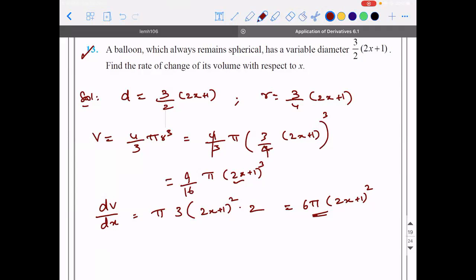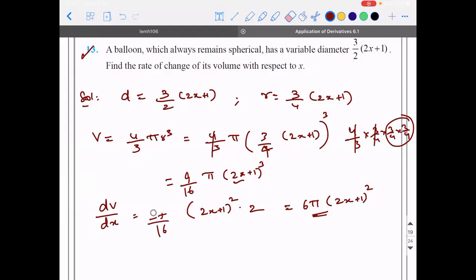Are you able to understand what I did? 4 by 3 into 3 by 4 into 3 by 4 into 3 by 4. So one 3 by 4 and 4 by 3 will get cancelled. You're left with 9 by 16. So 9 by 16 means you will get 27 by 16.